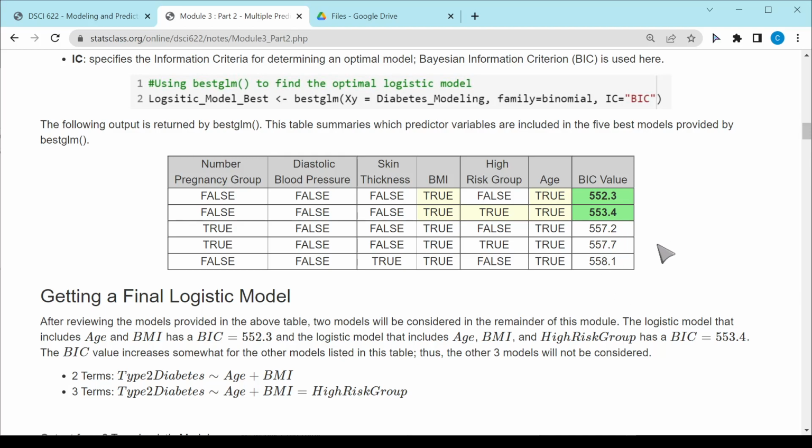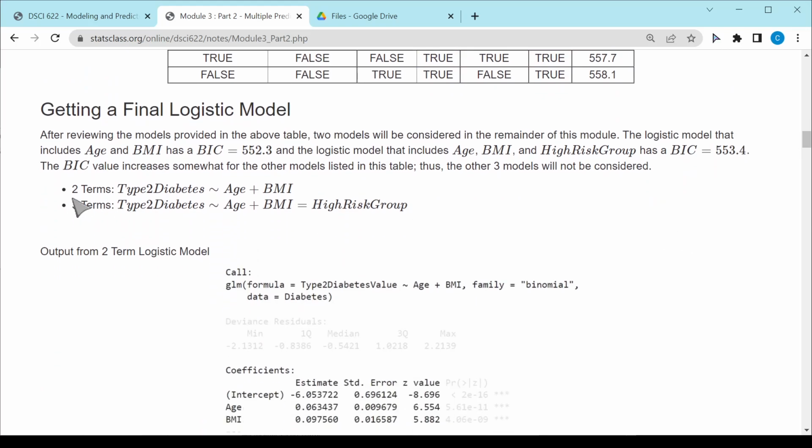These I'm not going to include or discuss any further. So here's those 2 models. The 2-term model just has age and BMI in it, and the 3-term model has age, BMI, and high risk group in it.